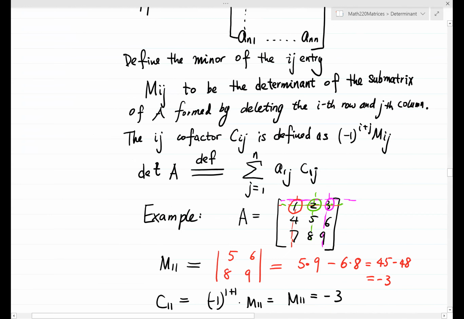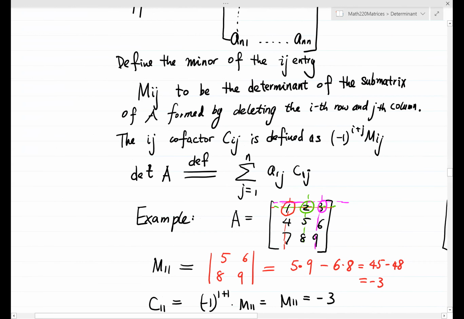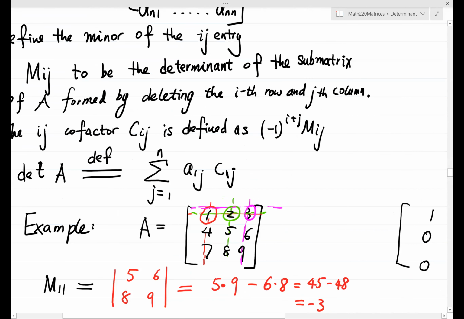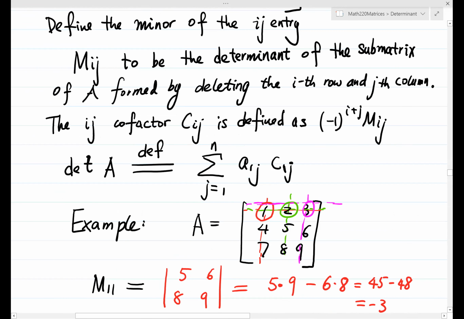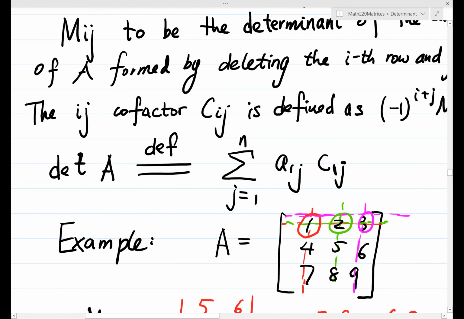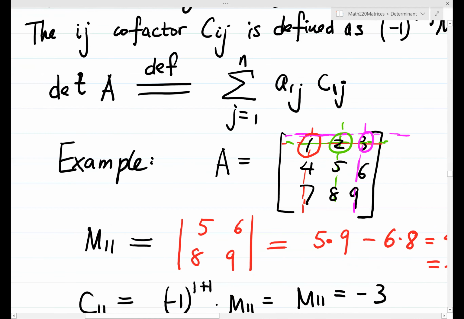Recall the determinant. Suppose we have a matrix A. We define the determinant by expanding along, for instance, the first row: A1j times C1j, where C1j is the cofactor. The cofactor can be determined by the lower dimension case. So we define the determinant by induction on the dimension.